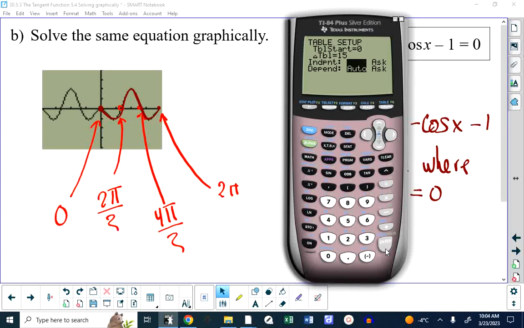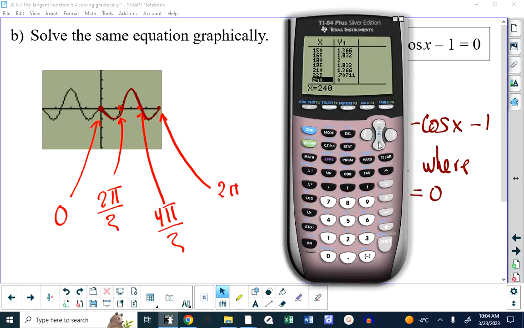And now if I go to my table, I can just scroll down. Oh, there's one at 0. I'm looking for y equals 0. Oh, 120, 240. I don't know what we really need to write down here. You can solve it graphically on your calculator.